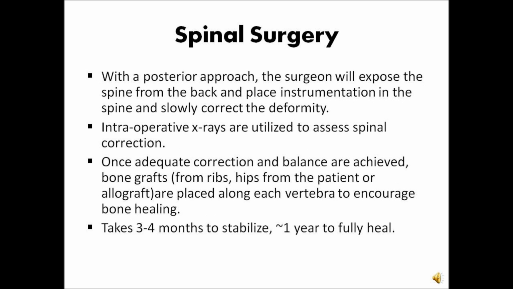With a posterior approach, the surgeon will expose the spine from the back and then place the instrumentation in the spine and slowly correct the deformity. Intraoperative x-rays are utilized throughout the surgery to assess the spinal correction. Once adequate correction and balance is achieved, bone grafts, which are taken from the ribs or hips from the patient, or an allograft or donated bone is placed along each vertebra to encourage bone healing. This takes about 3 to 4 months to stabilize and about 1 year to fully heal.